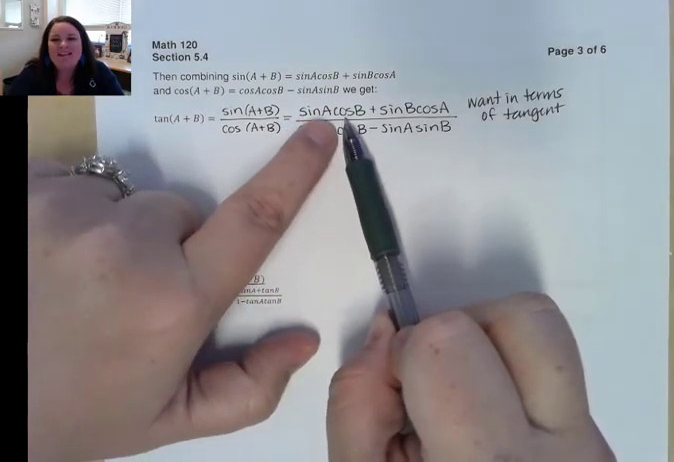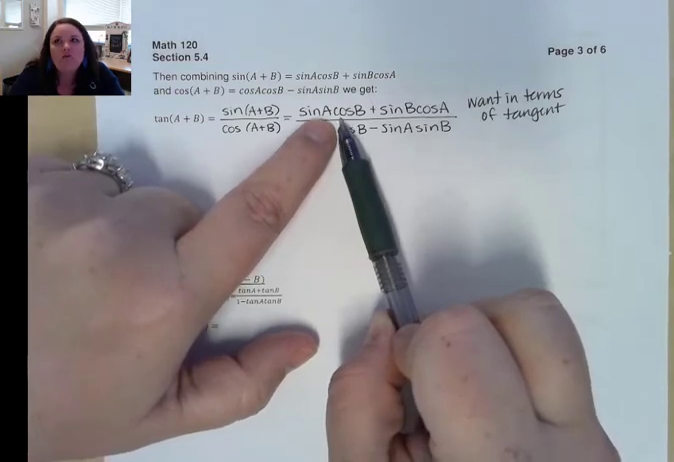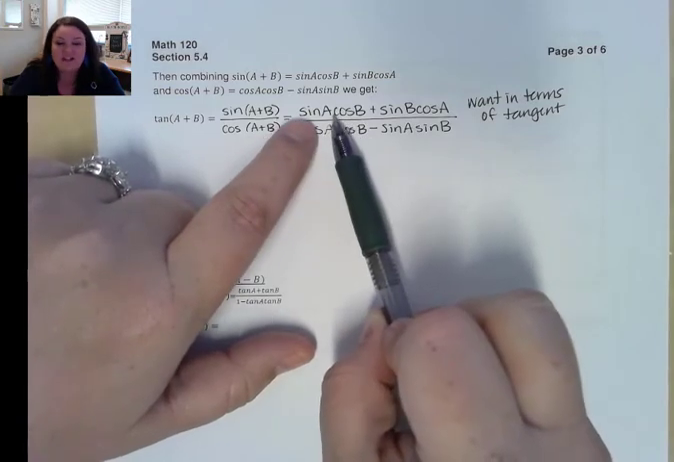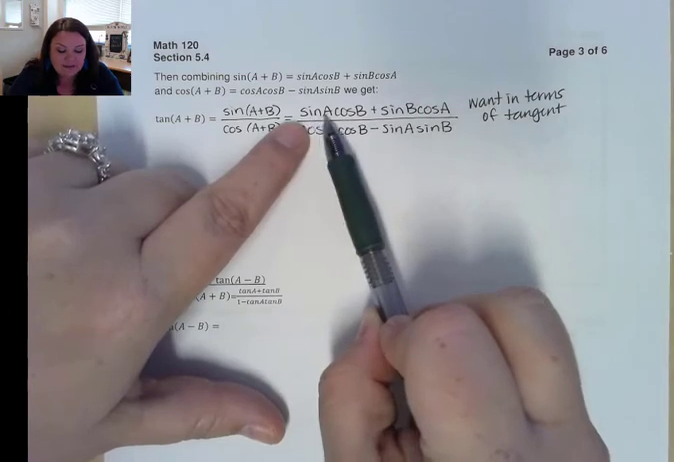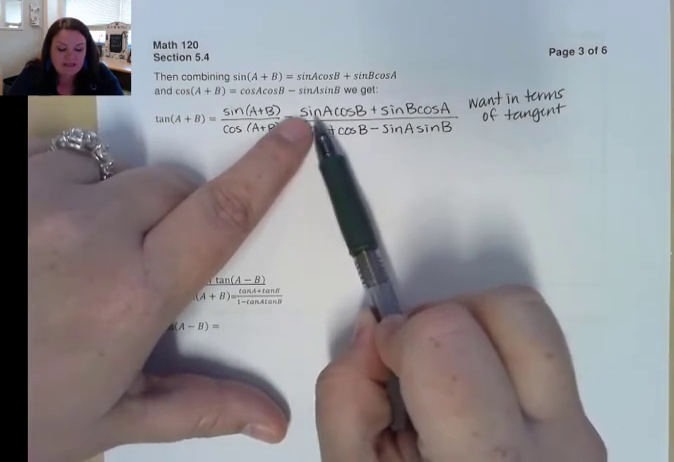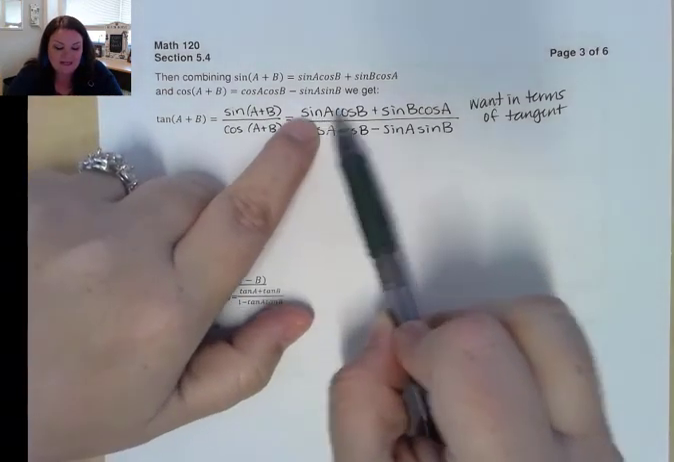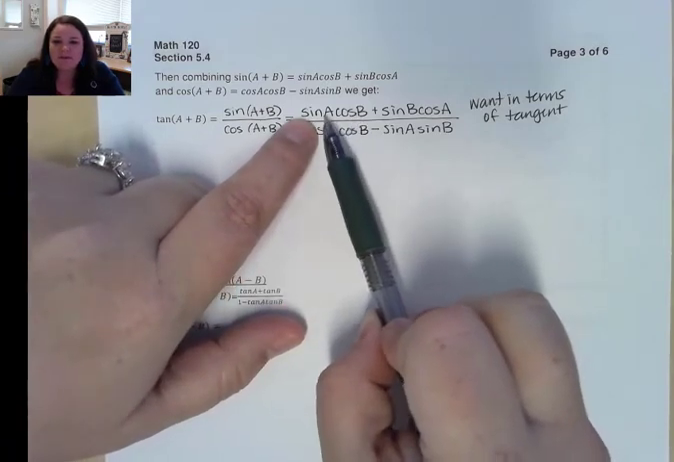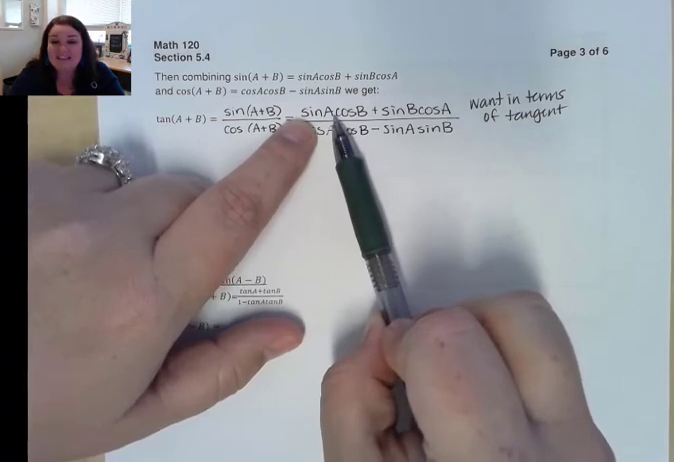If I wanted a tangent here, remember, tangent is sine over cosine. So looking at this first term, if I would like for that to just end up being tangent of something, I already have a sine A, but in order for it to be tangent, I would need this sine A to be over a cosine A, and I would need to not have cosine B there. So that's what I'm going to do. I'm going to multiply by something that will make this first term turn into just tangent A.